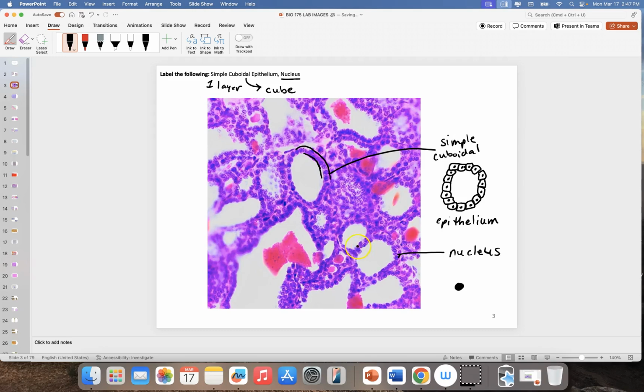And again, we know that epithelium always faces an internal space or free surface. Here we have that internal space or free surface, and the epithelial tissue is going to be facing that internal space. Same thing here with my drawing. Our epithelial cells are facing that internal space or free surface.